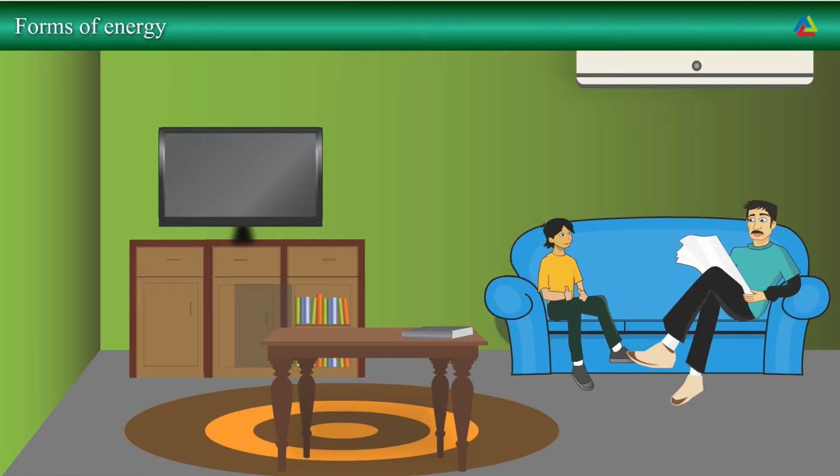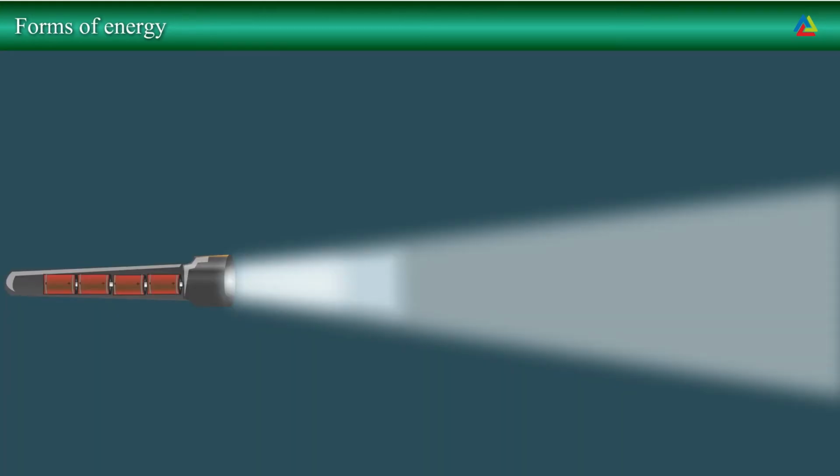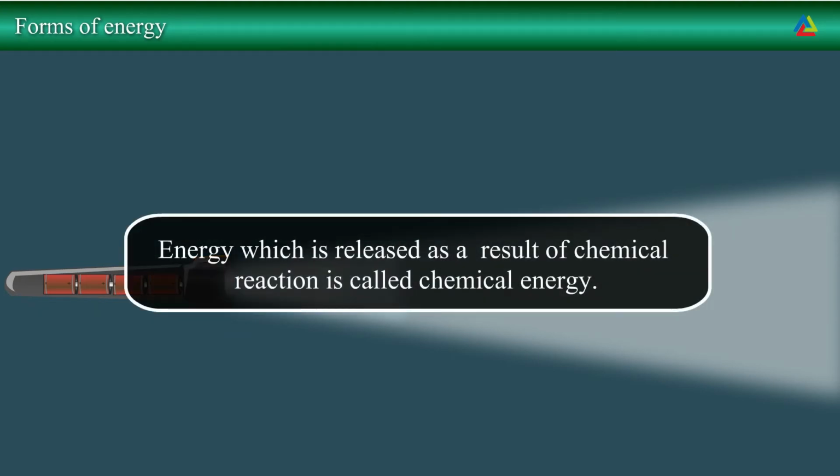During a power cut, what do we use to get light? We use our torch. Yes, another form of energy that we are referring to is chemical energy. Chemical energy in the batteries is converted to light energy. Energy which is released as a result of a chemical reaction is called chemical energy.